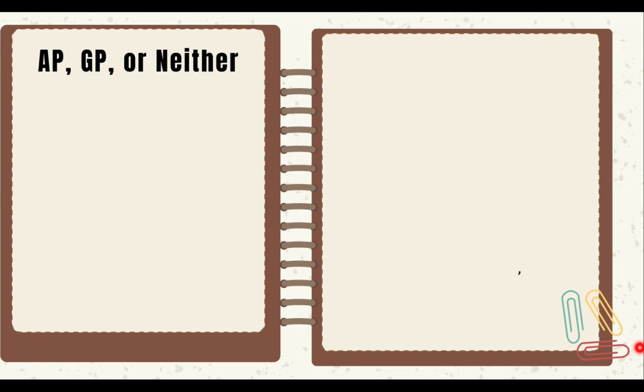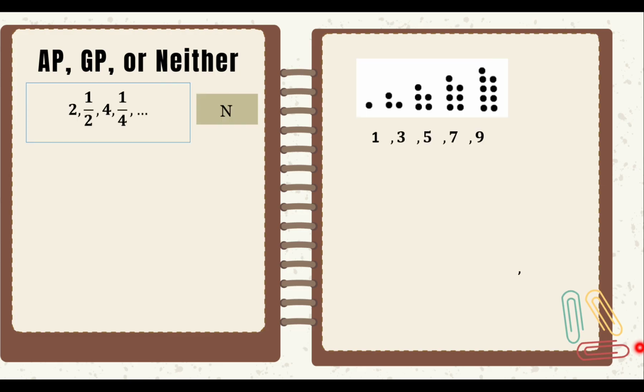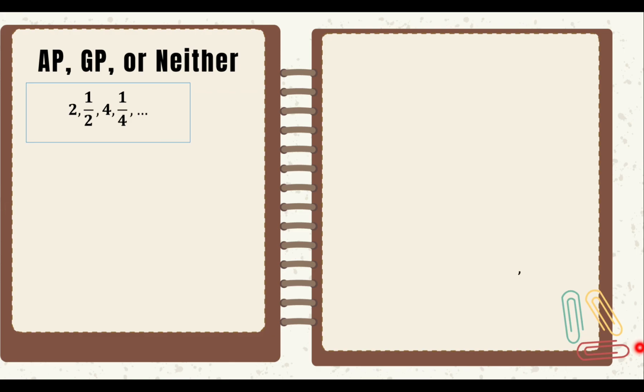What about the fourth example? Still on AP, GP, or neither? Let's deal with the first one first. And the answer is already given. I'm sorry for that. So we have here 2, 1 half, 4, and 1/4.